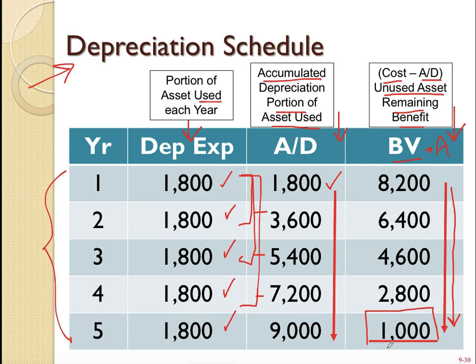Well, what's that $1,000? Hopefully you remember. That's the salvage value. Again, excuse my sloppy writing. I'm writing with a mouse. But that's the salvage value, saying, okay, we're going to use up all of it except for the $1,000 we think we're going to have at the end. We'll talk later about what we do with that $1,000.